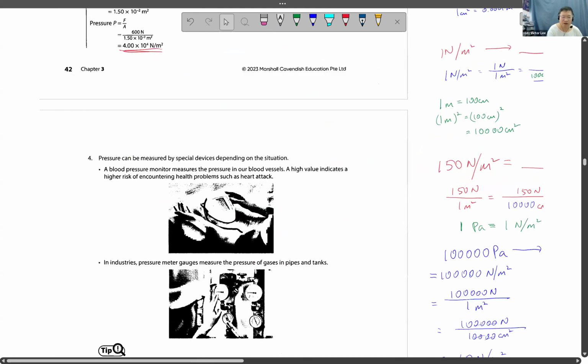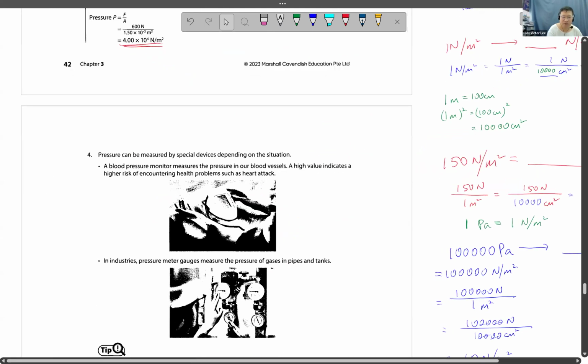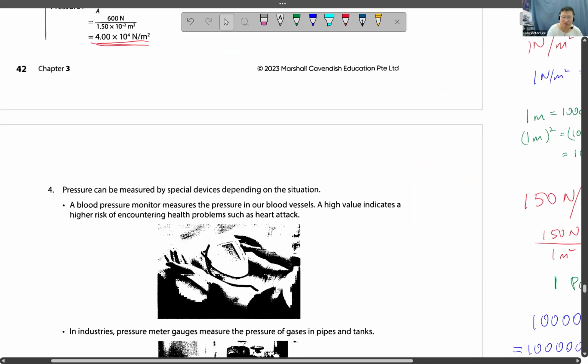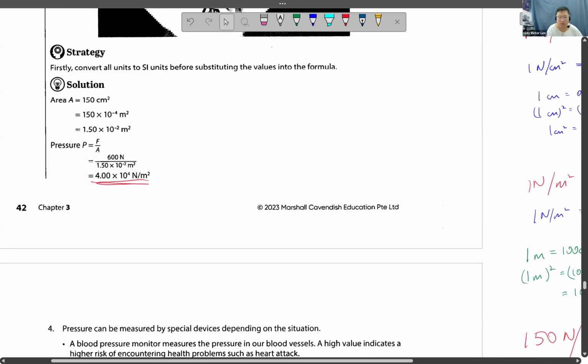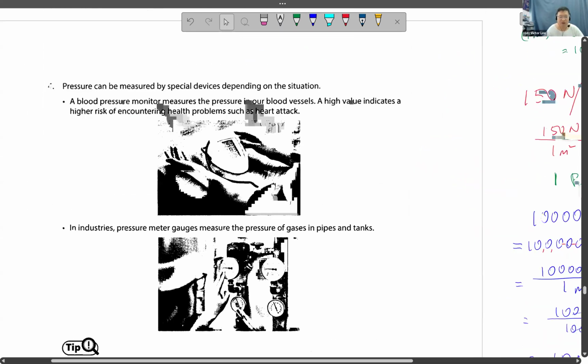So let's look at pressure. Pressure is Newton per cm square or Newton per meter square. If it's Newton per meter square, I can say that it's also equal to Pascal, right? So pressure can be measured depending on what kind of pressure you're talking about. For example, you can measure the blood pressure of a person. You can measure the pressure of gas. You can measure atmospheric pressure to predict the weather and so on.